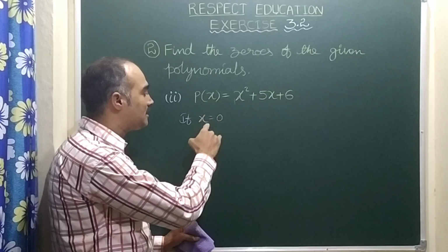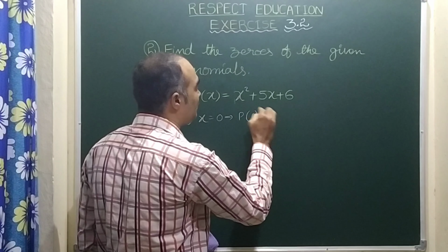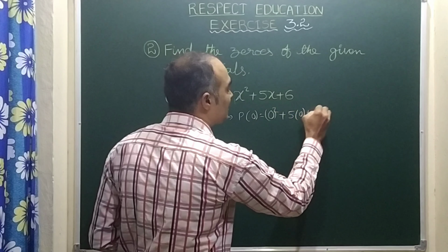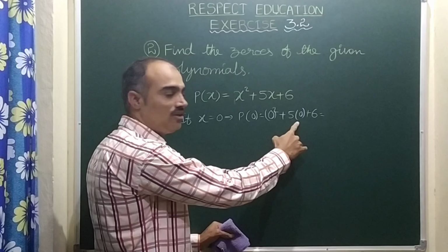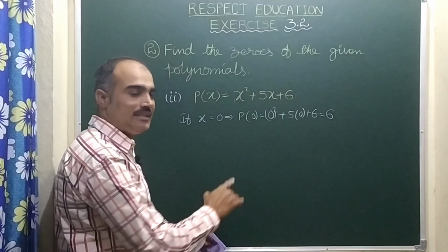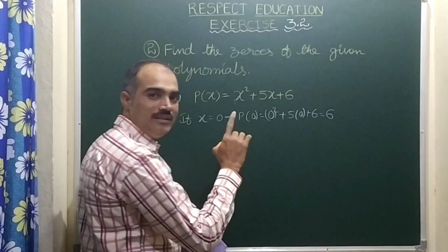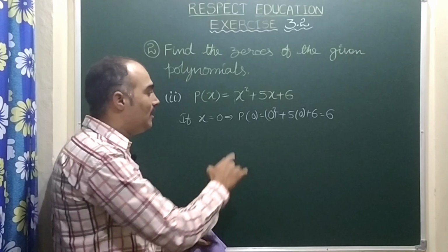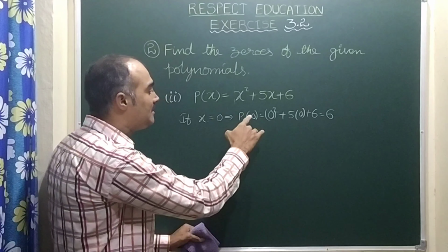Let us substitute in place of x. I am substituting 0 first. So p of 0 is 0 square plus 5 into 0 plus 6. 0 square is 0, plus 5 zeros are 0, 0 plus 0 is 0, and 0 plus 6 is finally 6. So the question is, is p of 0 equal to 0? No, p of 0 is 6. So in this case 0 cannot be the 0 for the given polynomial. Is it clear? Because p of 0 is not equal to 0.